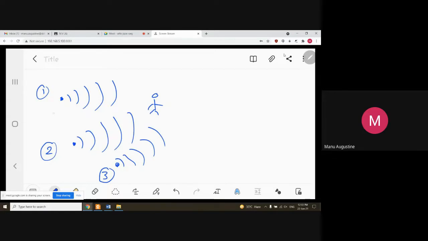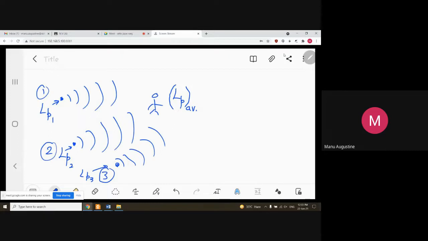Now the sound pressure level LP1 is given for this one. Sound pressure level LP2 is given for this source, and sound pressure level LP3 is given for this source. So the question is, what will be the average sound pressure level that you are listening to? Now the question is not about the total sound pressure level. Now we are talking about what is the average sound pressure level that is reaching the person.